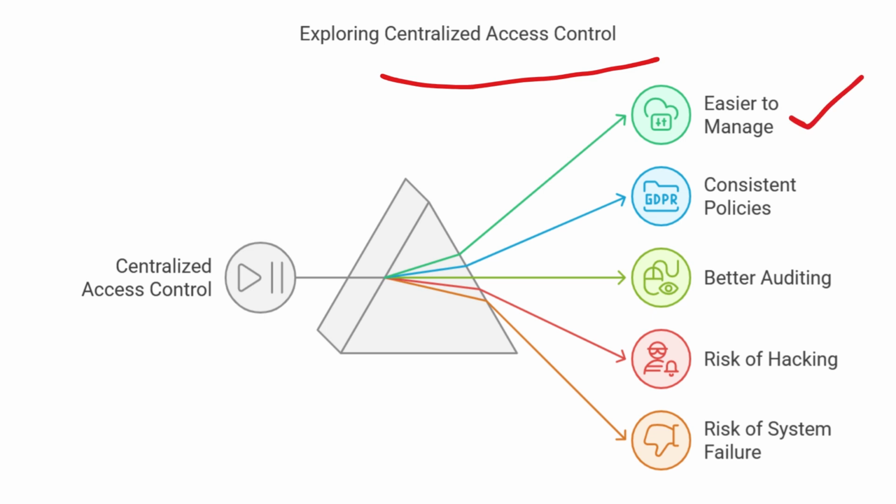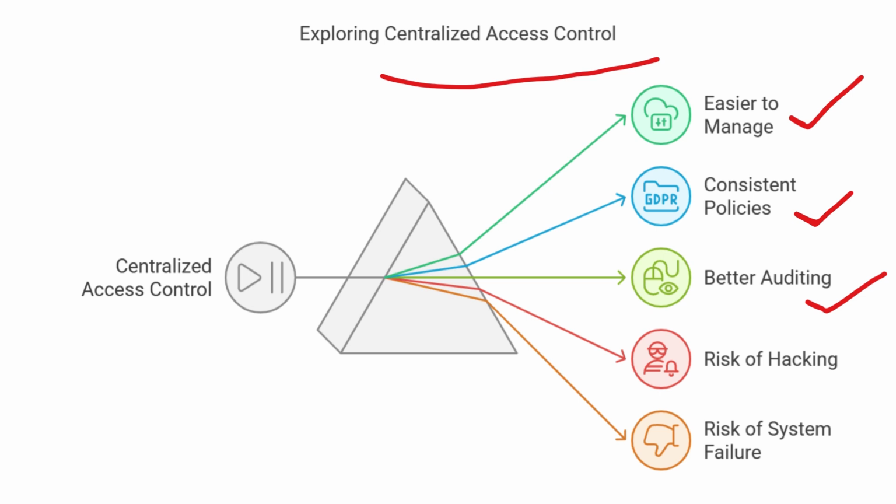Why do companies like centralized access control? Because it's easier to manage. The IT teams don't have to maintain multiple security systems. It helps in applying consistent policies, wherein everyone follows the same access rules across the organization. And it provides better auditing, since everything is controlled from one place, it's easier to track who accessed what.